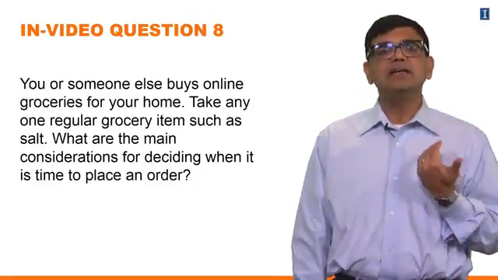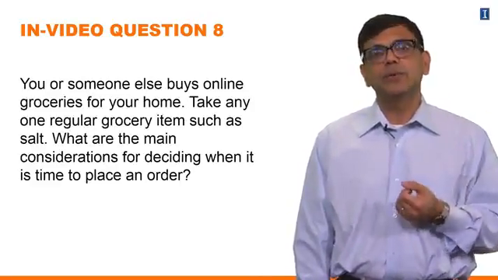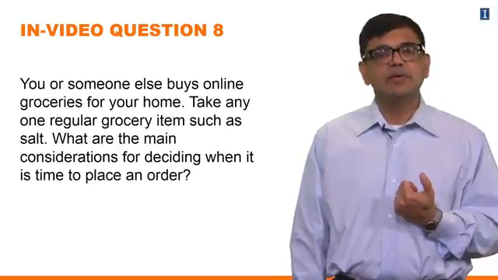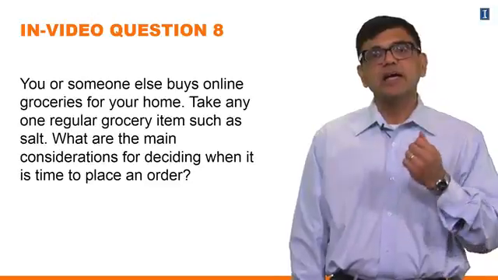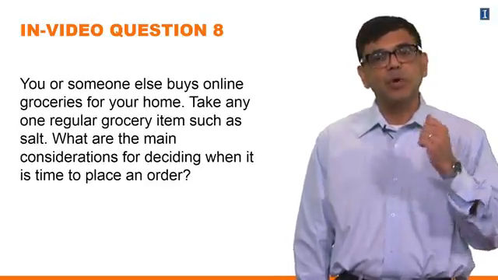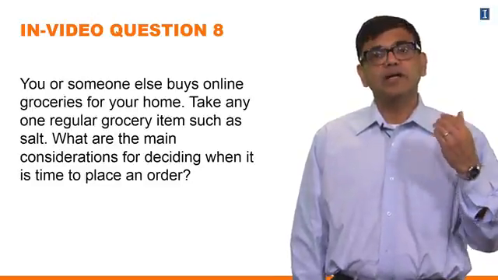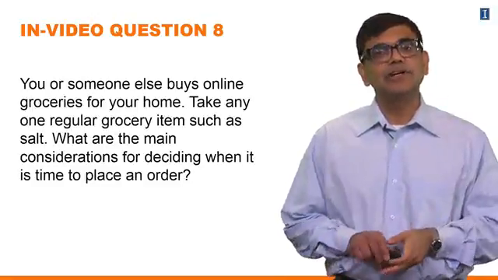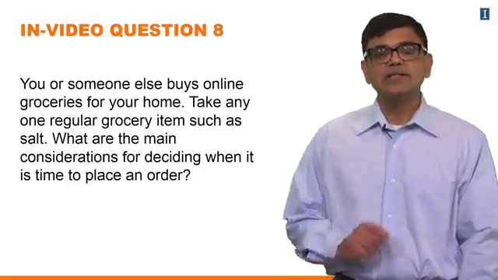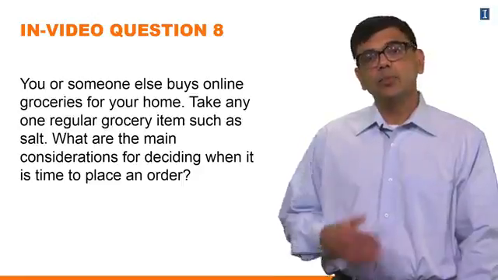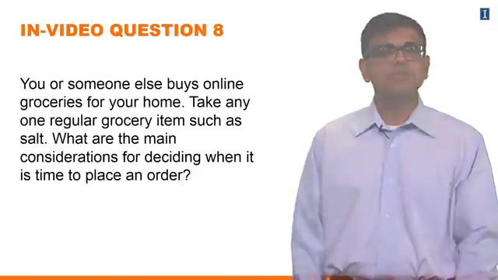Take any regular item, and here I say salt because that's something that you might order online and receive from your online supplier. What would be the main consideration for you to decide when it is time for you to place an order? What would be your main considerations in coming up with a reorder point? When would you say, I should place an order now so that I receive the salt in time? Take a moment and think about that, and we'll come back and relate it to the idea of reorder point under the continuous review system.